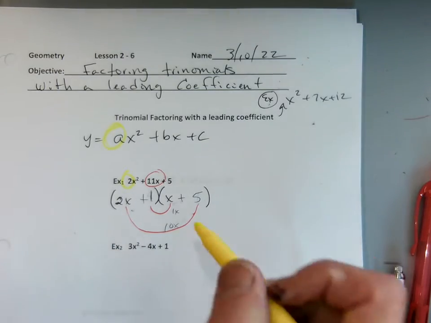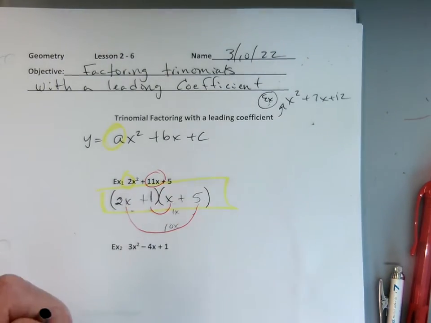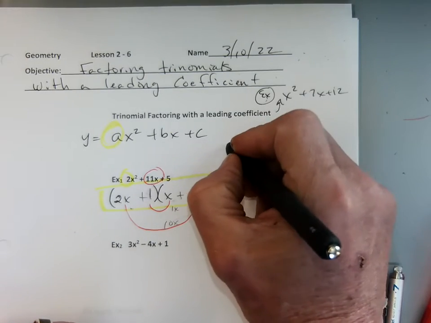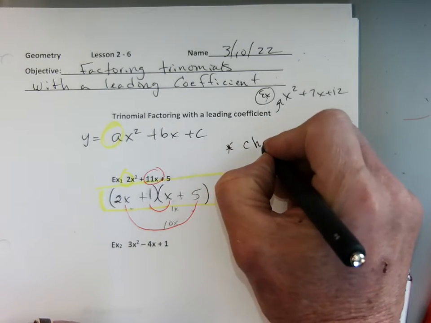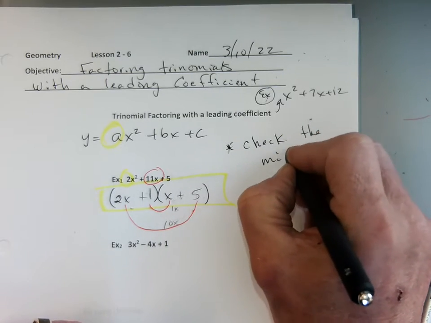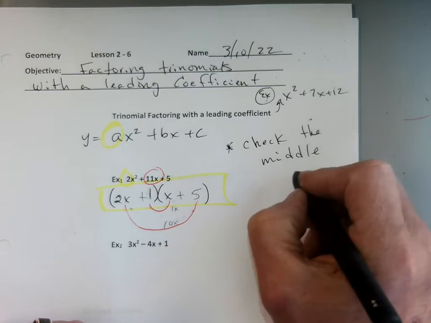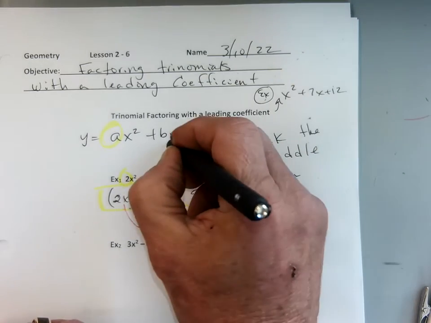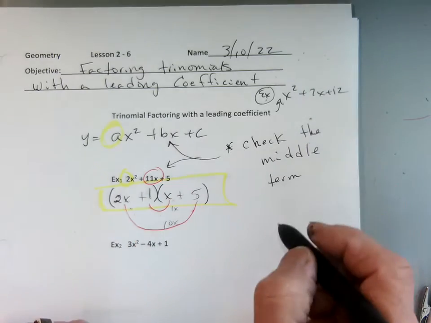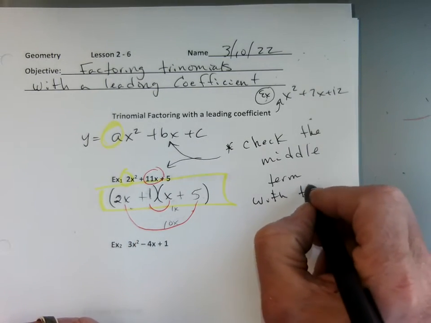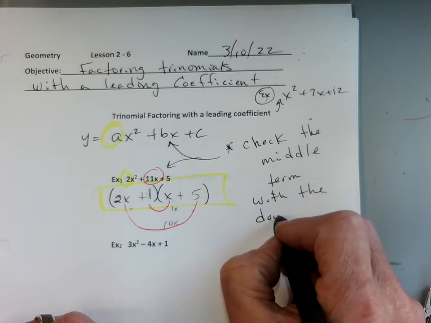So what we have to do is check it. We have to check the middle term. So I'm going to make a little note here. We're going to check the middle term, that's that one right there, or in this case that one right there. Check the middle term with, and I like to call it, the double smiley.